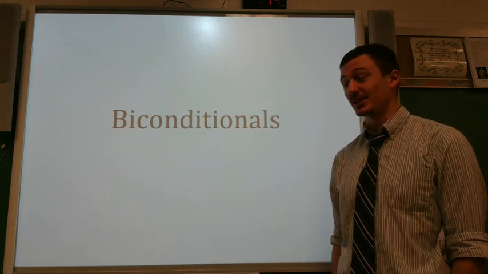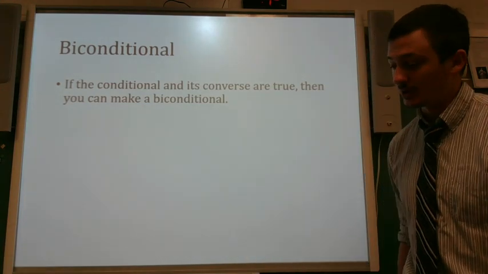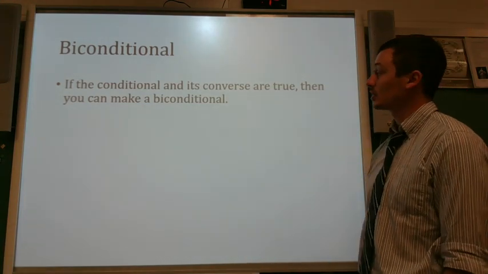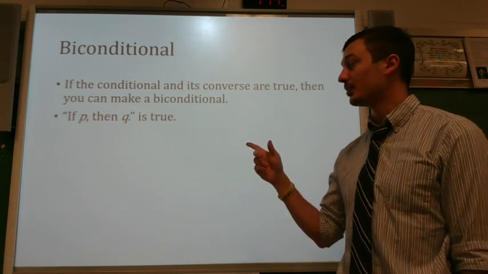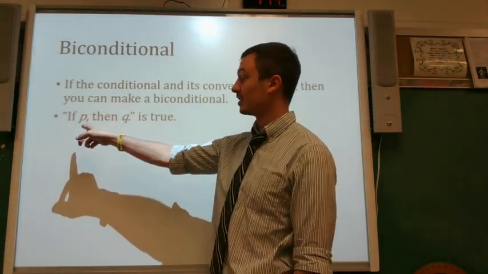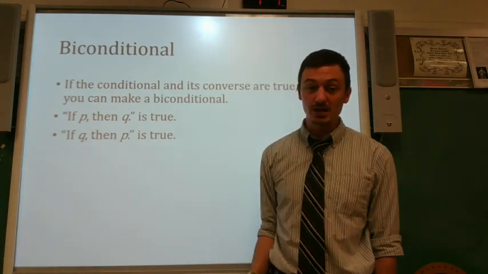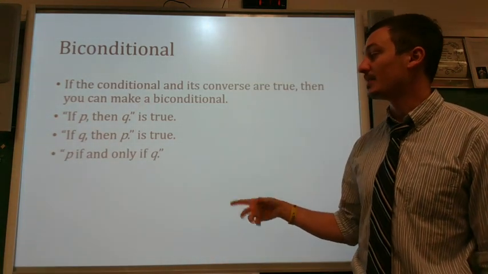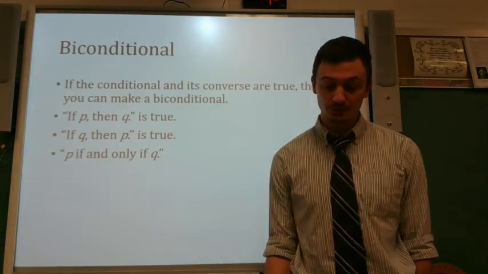Okay, let's talk about biconditionals. You can make a biconditional if the conditional and its converse are both true. So if the conditional, if P then Q, is true, and the converse, if Q then P, is also true, then you can make what's called a biconditional: P if and only if Q.